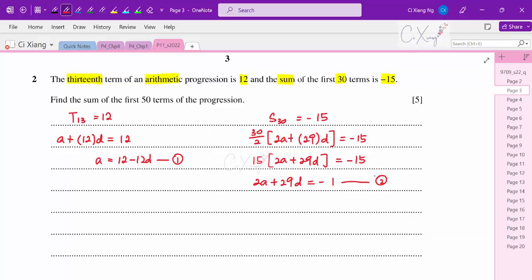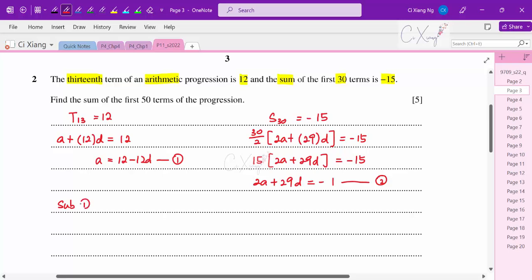Alright, since I'm having the first and second equations here with the unknowns a and d, I can solve them simultaneously to get the values for a and d. Alright, so I will substitute equation 1 into equation number 2.